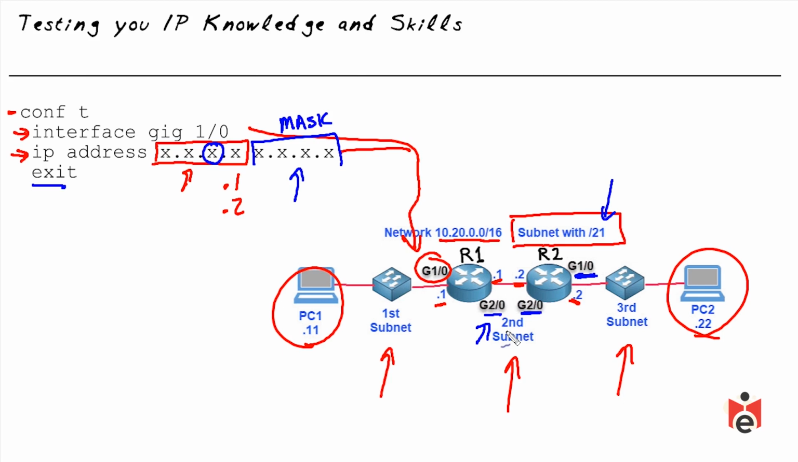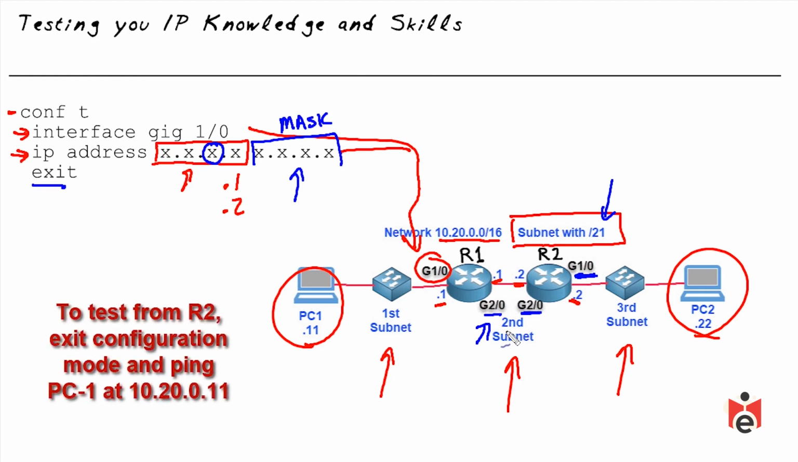implementing IP addresses. And for those of you who plan to work this through and then test it before going through the rest of the walkthrough, one simple way to verify that everything is working is that when you're done with the configuration on router 2, you could exit configuration mode and do a ping out to PC1's address at 10.20.0.11. And if that works, that's a way to verify that your configuration is correct.